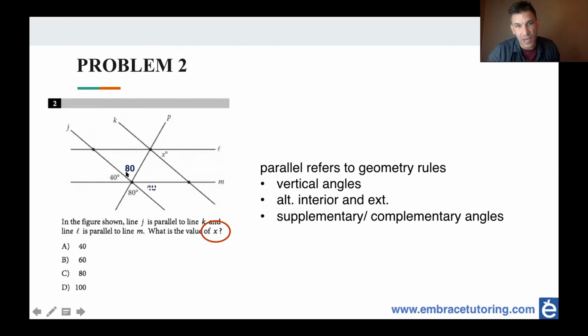If this is a line, so here's my other vertical angle being 40 degrees. Well, now I can technically figure out what this angle is going to be, which is going to be 60, because 80 and 40 is 120, and then 180 overall. So this missing angle here is going to be 60.